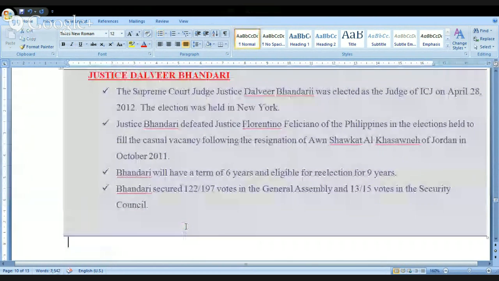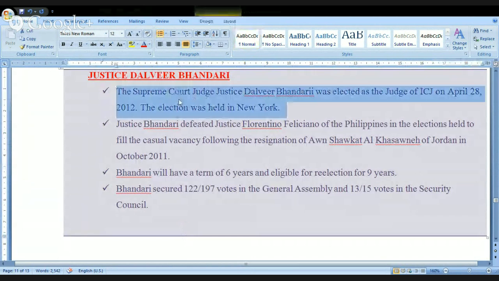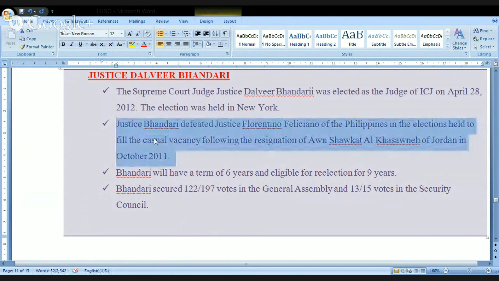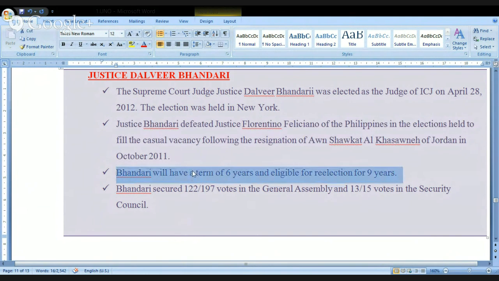Now look at these simple points here. Only for our information, not at all important now. The Supreme Court Judge Justice Dalveer Bhandari was elected as a judge of ICJ on April 28, 2012, and the election was held in New York. This point we have already seen. Kindly have a look at this. So it was a casual vacancy because the existing judge submitted the resignation letter and he belongs to Jordan. And there was a contestation here between two people and the Indian got elected. And Bhandari will have a term of 6 years and is eligible for re-election for 9 years.